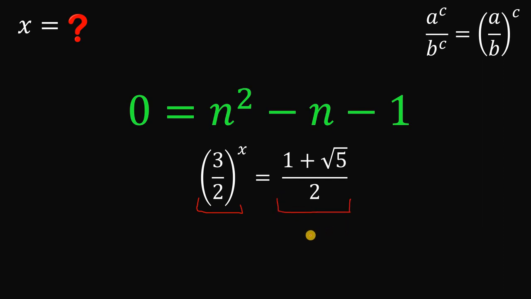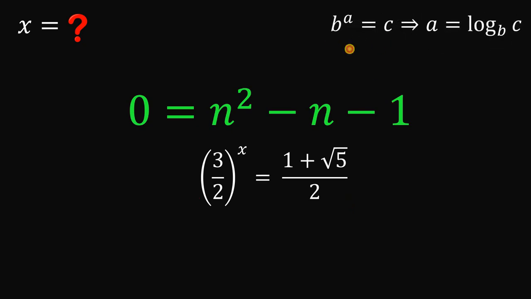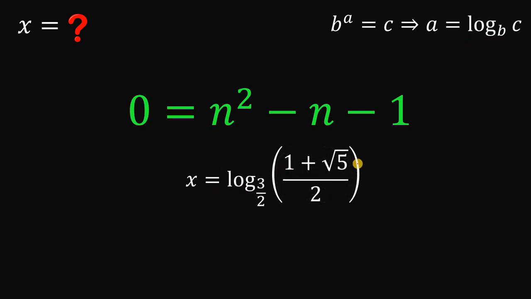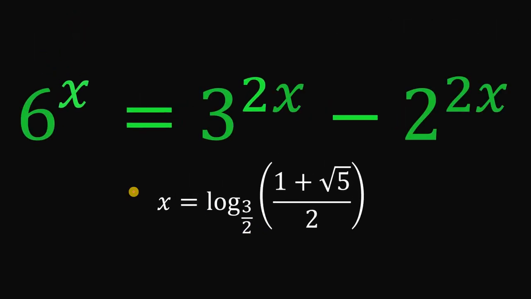Now, to solve for the value of x, the easiest way is to convert this exponential equation into a logarithmic equation. Now, take note that if we have b raised to a equals c, an exponential equation, this can be translated into a logarithmic equation as follows. We have a equals logarithm of c to the base of b. Therefore, 3 over 2 raised to the power of x equals 1 plus square root of 5 over 2 can be written as x equals logarithm of 1 plus square root of 5 over 2 to the base of 3 over 2. And that is our answer to this question.